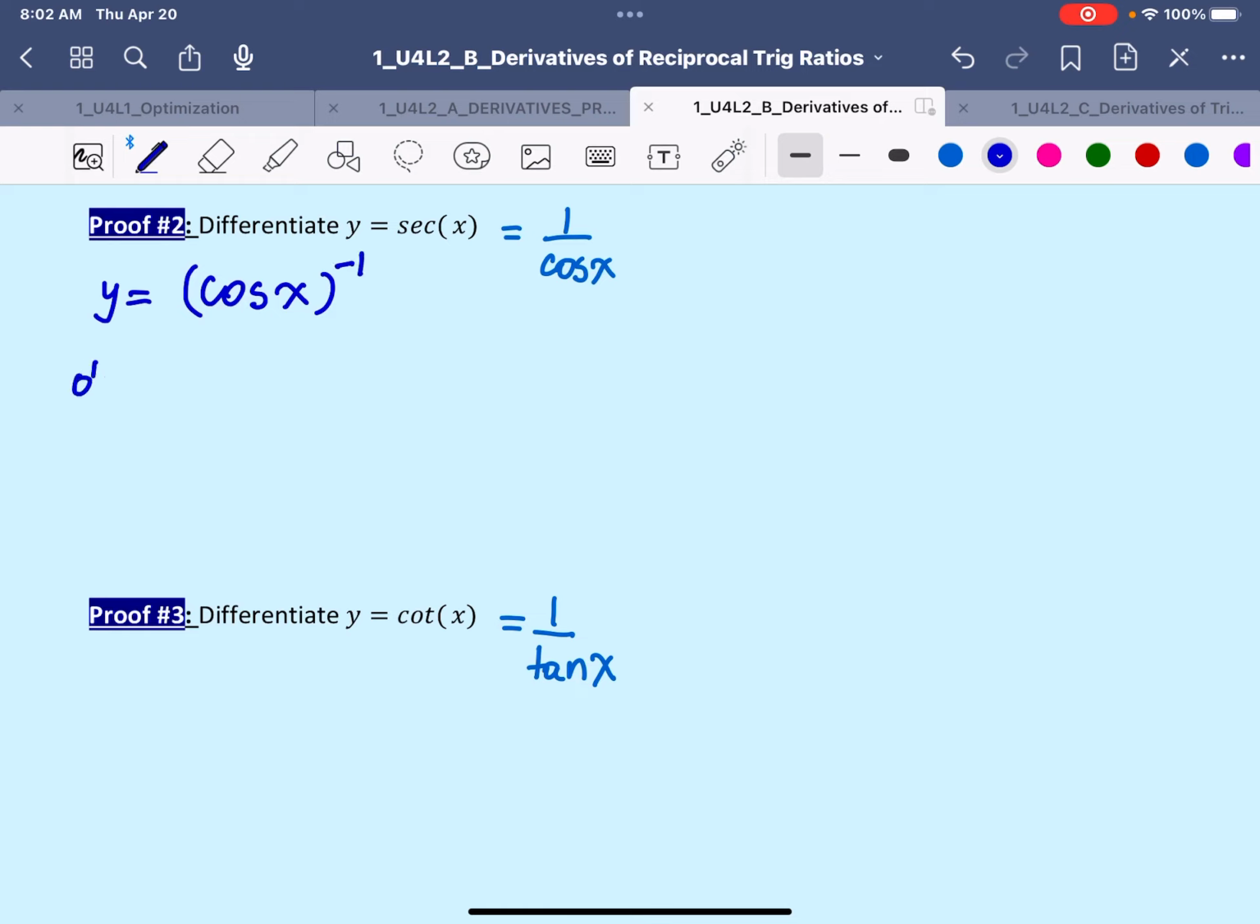Let's start differentiating. dy/dx equals, so the outside function here will be the power function of -1. So we go -1, decrease the power of -1 by another one, so to the power -2. And inside we have the cosine x. That doesn't change. So now we are differentiating the inside function, cosine x. The derivative of cosine is negative sine x.